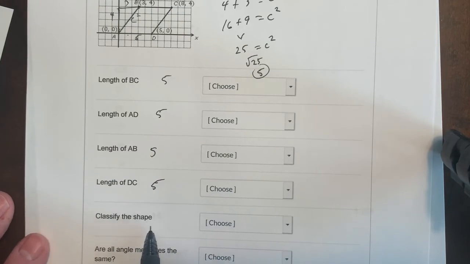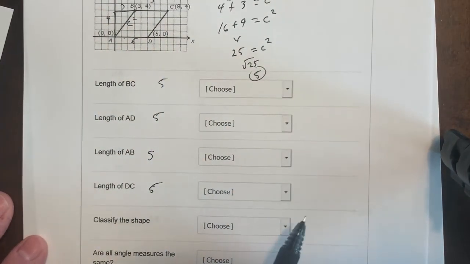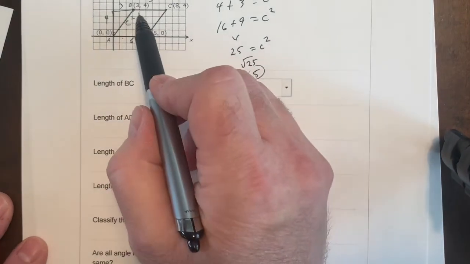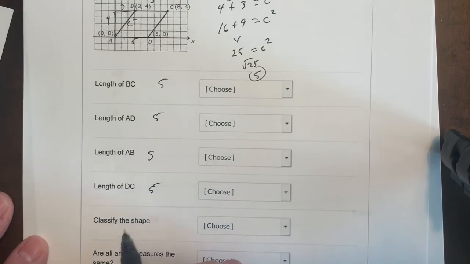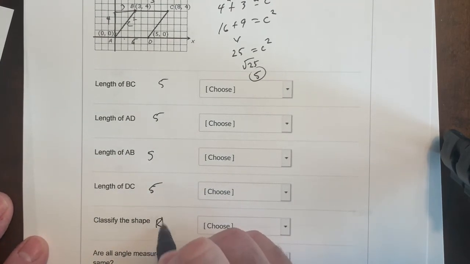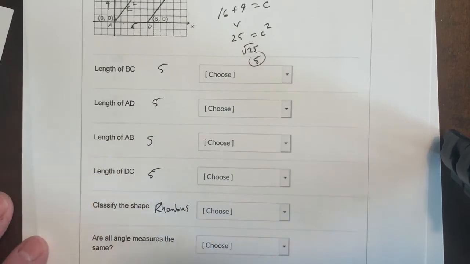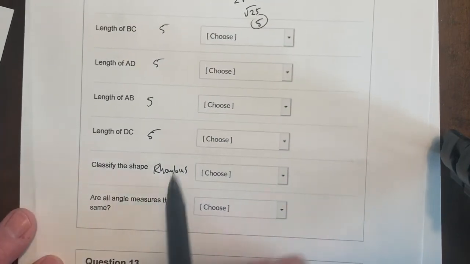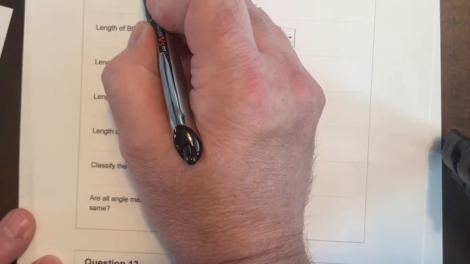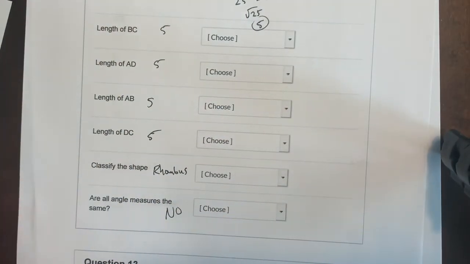Now, classify the shape. Well, if all 4 sides are equal, what do we call this thing? Typically we would think of a square, but the problem here is it's kind of slanted and they're not 90-degree angles. But I know that a square that's kind of slanted turns into the shape that we call a rhombus. A rhombus has all 4 sides equal, but the angles aren't 90s. Are all the angle measures the same? I think we got obtuse here, and we've got acute there. I would say I don't think so. Those are not.